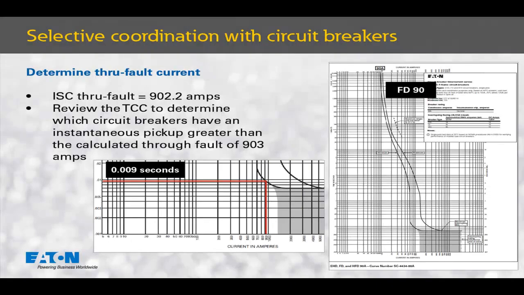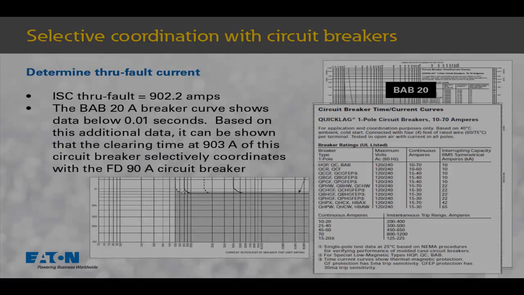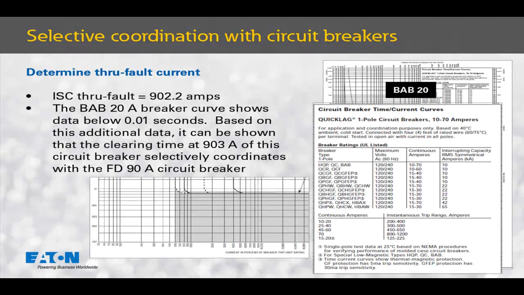What we see here is, for the 903 amps that the primary circuit breaker will see, the trip curve tells us that this FD90 circuit breaker begins to open at 0.009 seconds. We will need this data point as we look at the clearing time of the downstream BAB20. If the clearing time of the BAB20 is faster than 0.009 seconds at that secondary short circuit current, these devices will selectively coordinate.